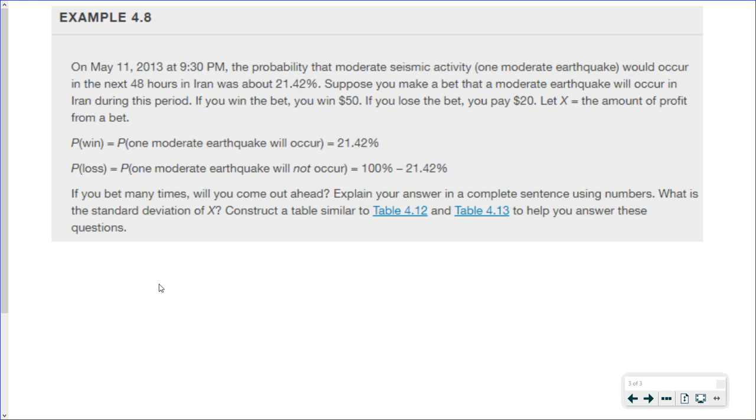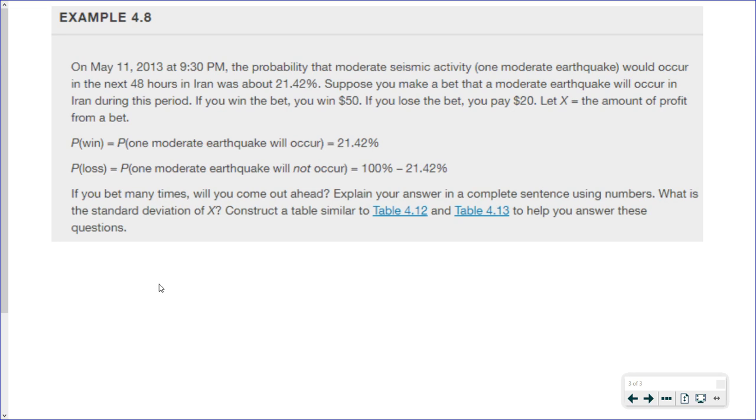In example 4.8, the main thing I wanted to focus on here is how we find the standard deviation of x. So what we're going to do is create a table just like the one we did in example 4.7 or 4.6. I don't remember which example.